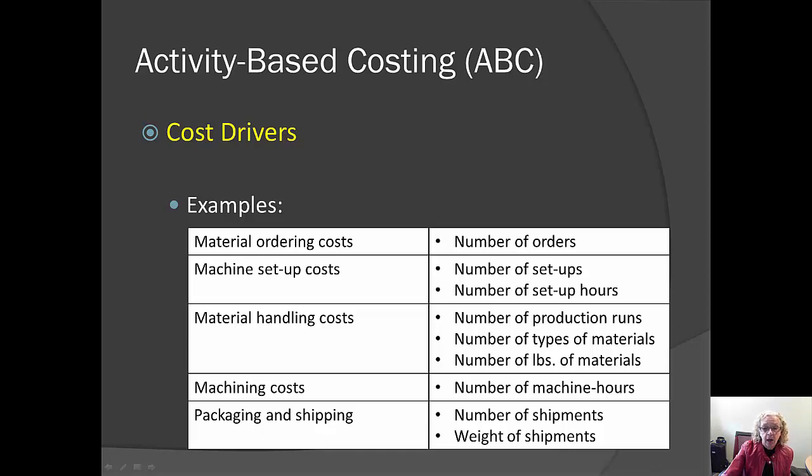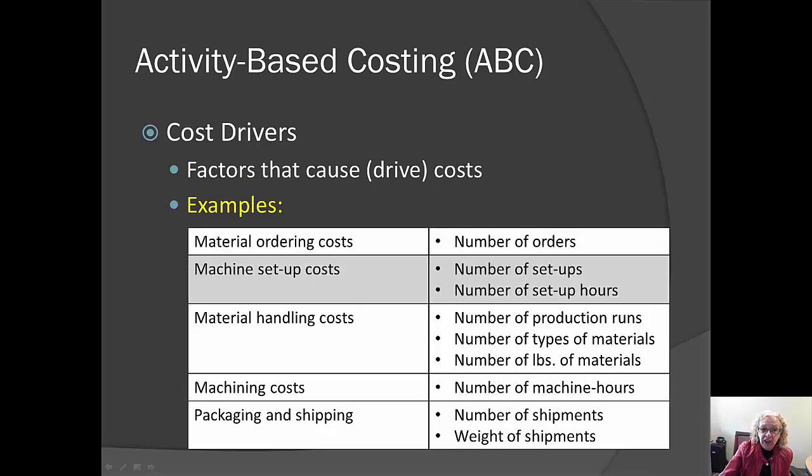There are a number of potential cost drivers for any pool. A cost driver is the thing that causes or creates the costs in that pool. So, for example, when it comes to something like material ordering costs, the thing that creates those costs is the act of ordering materials. Therefore, a good cost driver for material ordering costs is the number of orders that are placed. Products or processes that require more orders deserve more of the costs of ordering materials.